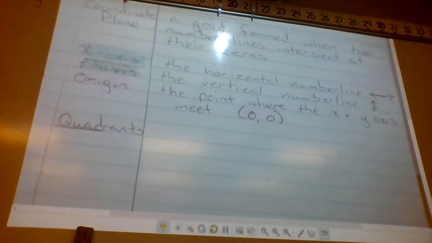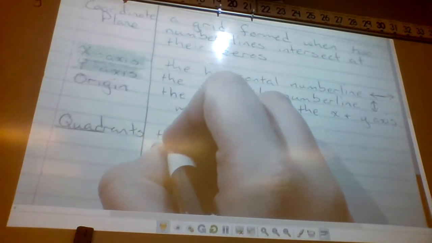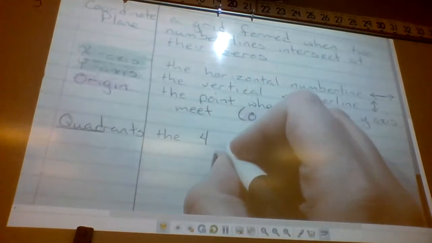Guys, that's it. Come on. Quad means what? Four. So these are the 4 regions created by the intersecting axes.